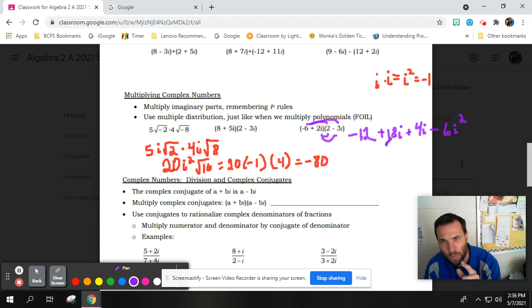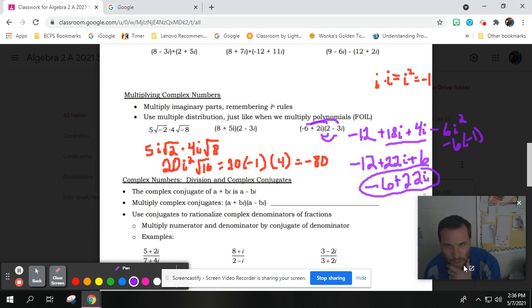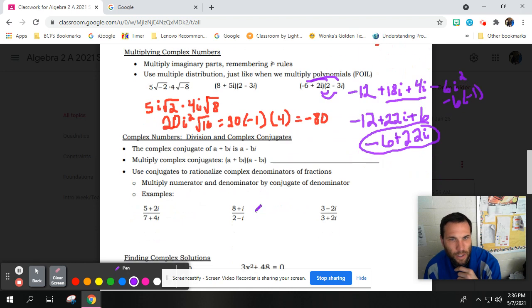Now the middle ones are going to combine. So I have negative 12 plus 18 plus 4, which is 22i. And this i squared is going to turn into negative 1. So negative 6 times negative 1 is positive 6. I'm going to add 6, so the 6 and negative 12 turn into negative 6 plus 22i.